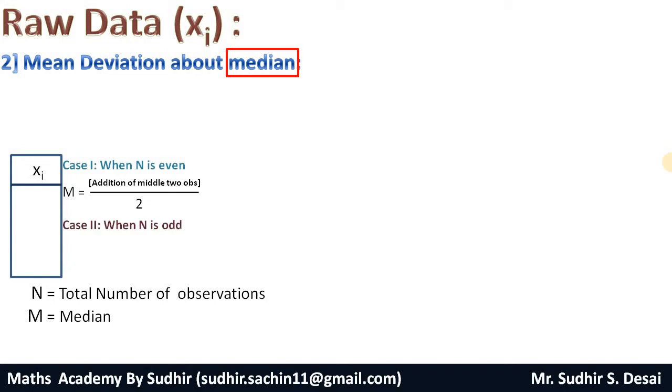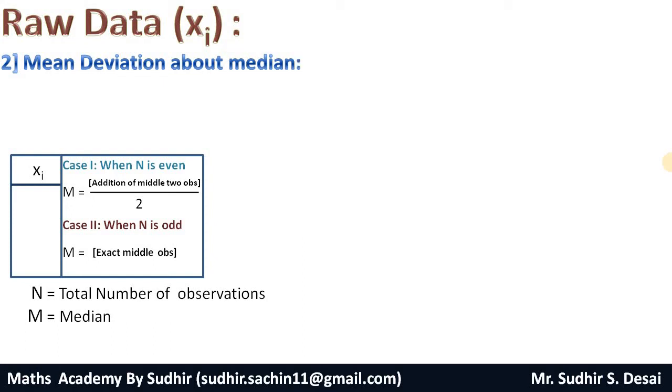In case 2, when n is odd, that is if n is of the type 1, 3, 5 and so on, then how to find the median? Then m is exactly the middle observation. So when n is even, addition of the middle two observations divided by 2 is your median, and when n is odd, exactly the middle observation is the median. Okay, after xi, what are we going to calculate?